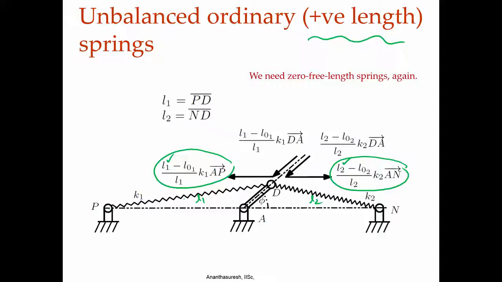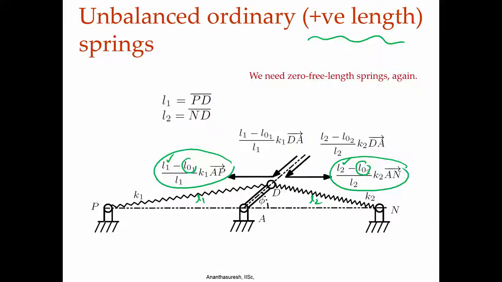So, they will not be statically balanced. The best way is to make it a 0 free length spring. If you do that, you can make these two equal in all positions. If this is 0, L by L1 cancels and you have static balancing all the time.